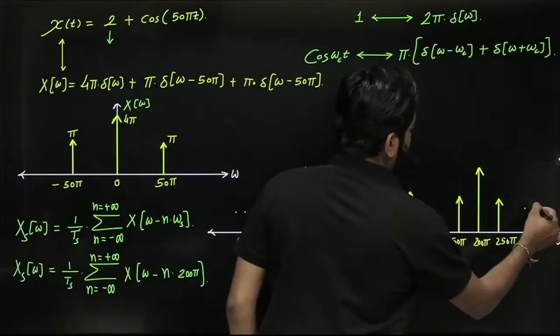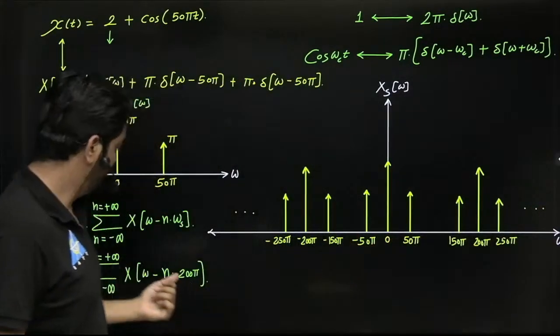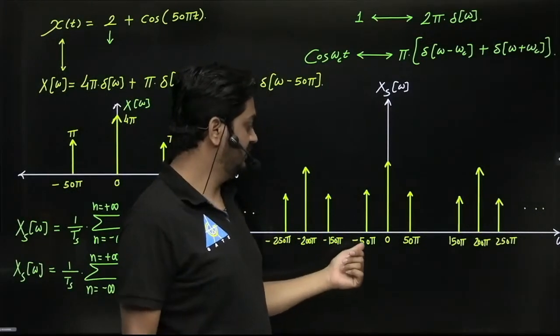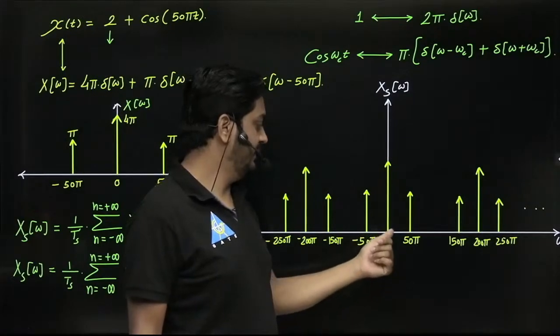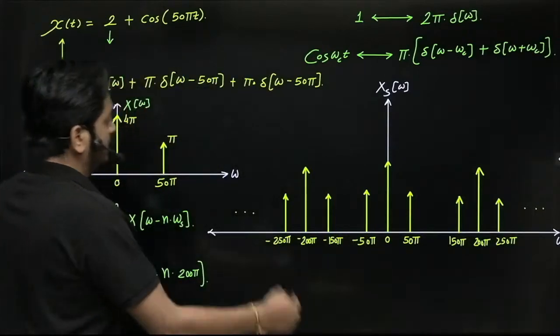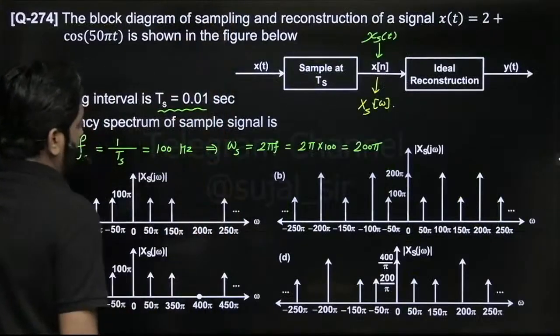Again you can add here. If you put n equal to 2, then you have to add 400 pi, so it will be at 350 pi, 400 pi and 450 pi. Similarly on the negative side also. Magnitude you can check later.